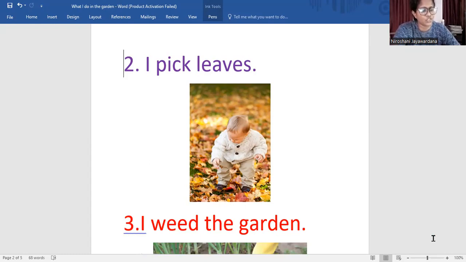There is a girl. I can see a tree. There is a pond. I can see stones. There is a fence. Very good. Picture number 1, right. Picture number 2.